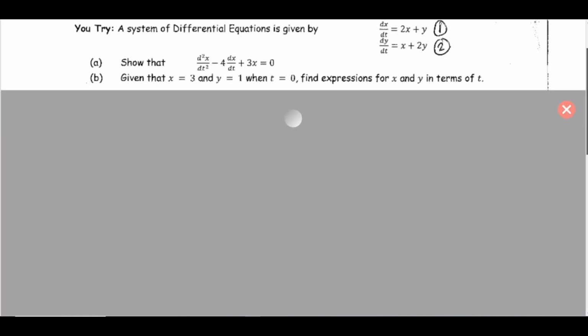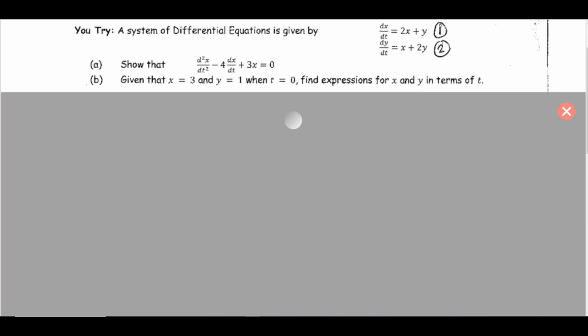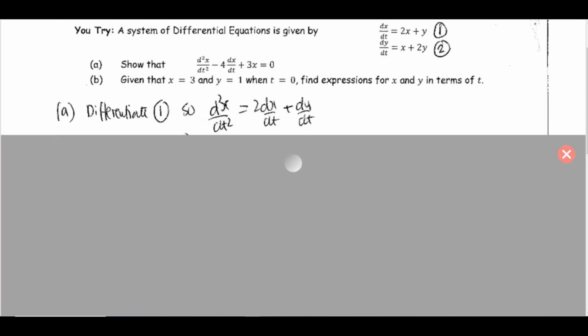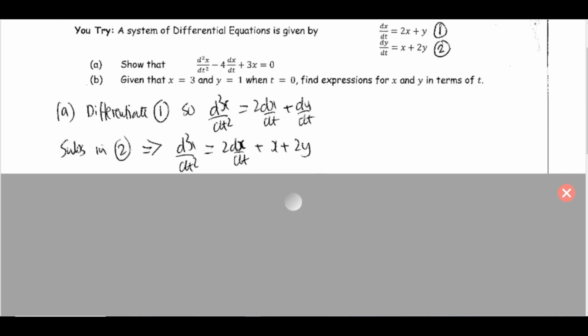Okay, so here's this one, folks. So this time we're asked to show a second order differential equation linking x and t. So if you number the original differential equations 1 and 2, the first thing you're going to do is differentiate equation 1. d2x by dt squared is 2 dx by dt plus dy by dt. Then to get rid of the dy by dt, you sub in equation 2. So that's going to give me d2x by dt squared is 2 dx by dt plus x plus 2y.